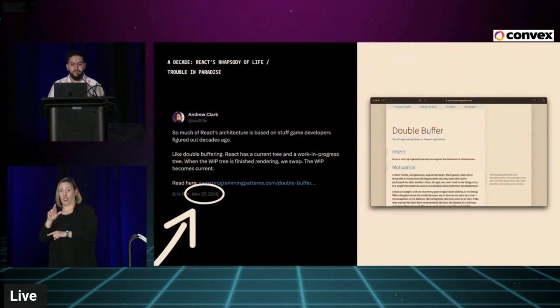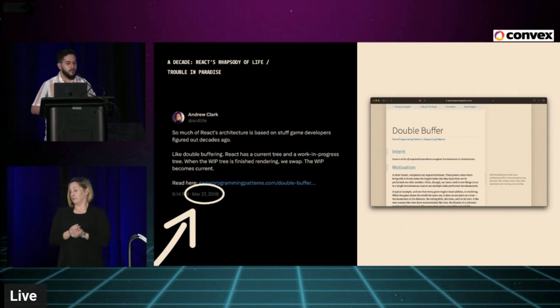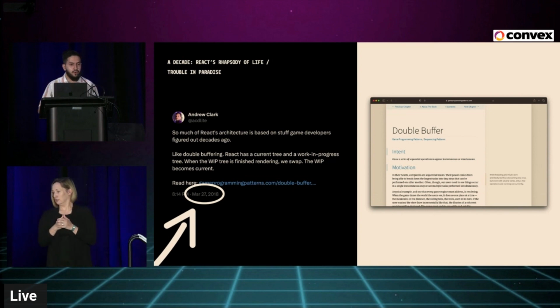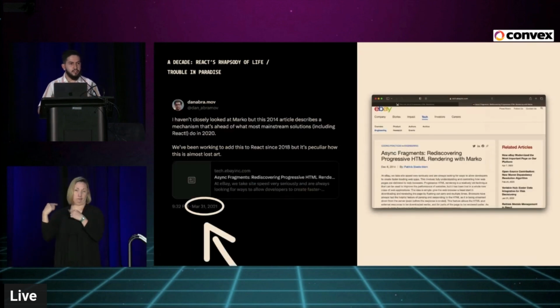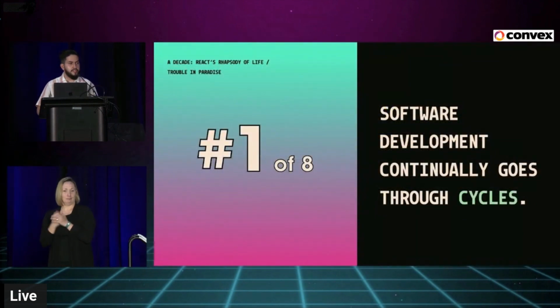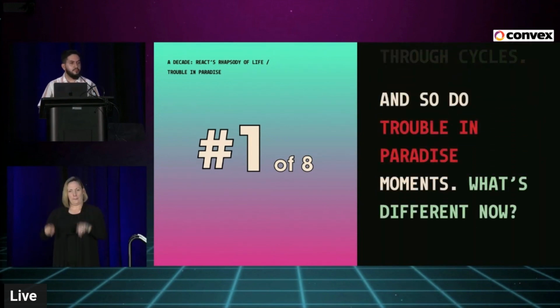This is Andrew Clark, also core team member, highlighting how a lot of the inner working of Fiber, comparing a work in progress tree and a current tree, is borrowed from something called double buffering, which has been around in the game industry for decades. And a lot of things that not only React, but the whole web has been experimenting with since 2020 have been experimented by the Marko team back in 2014. So good ideas and features, they're always going through cycles, and that also applies for trouble in paradise moments.